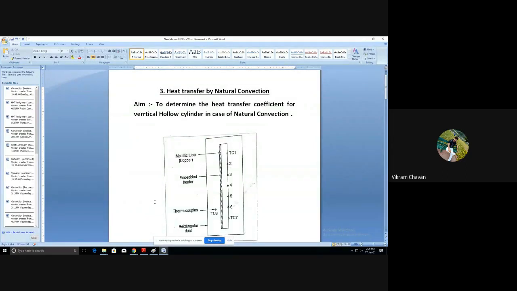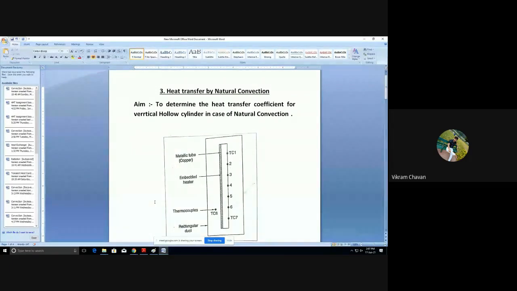So in today's practical session, we try to understand how to determine the heat transfer coefficient for natural convection. Our aim is to determine the heat transfer coefficient for a vertical hollow cylinder in case of natural convection. Here we are going to consider one hollow cylinder, and the heat transfer from that hollow cylinder to the air will be considered natural convection heat transfer if there is no external agency present to blow the air over the surface of the vertical hollow cylinder.